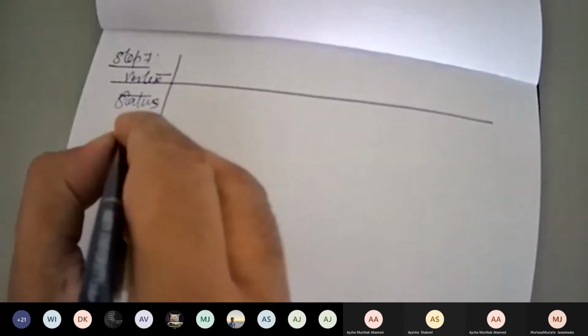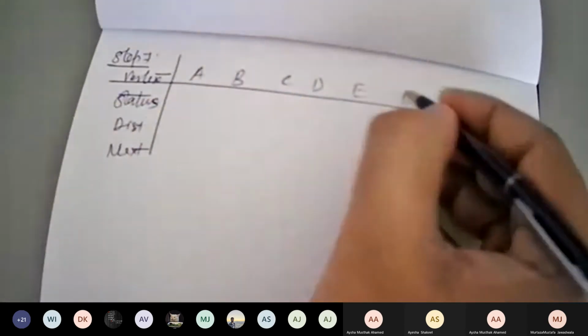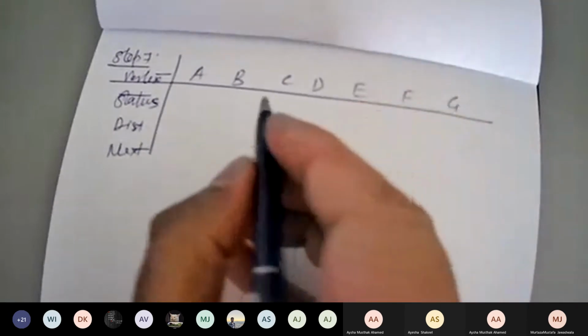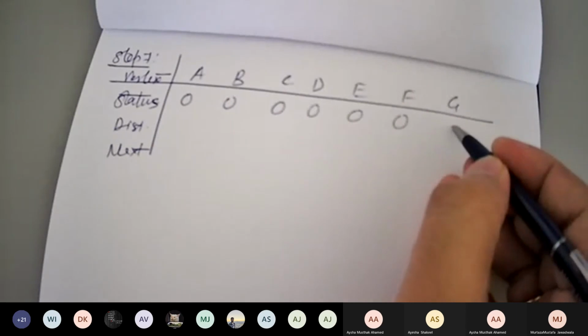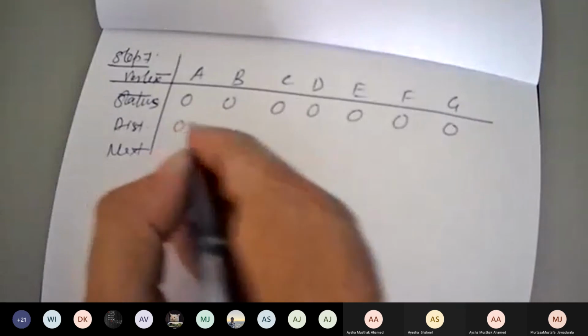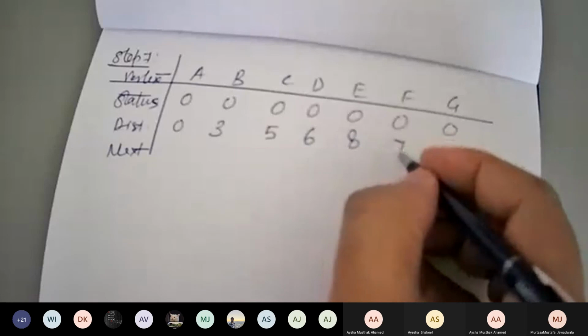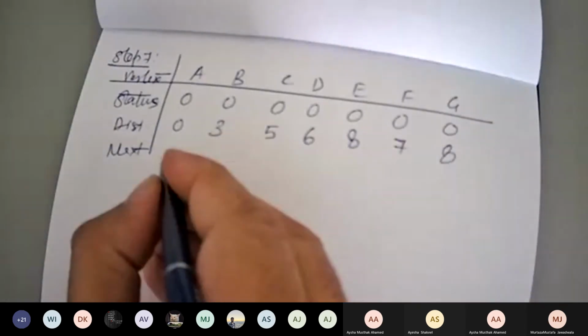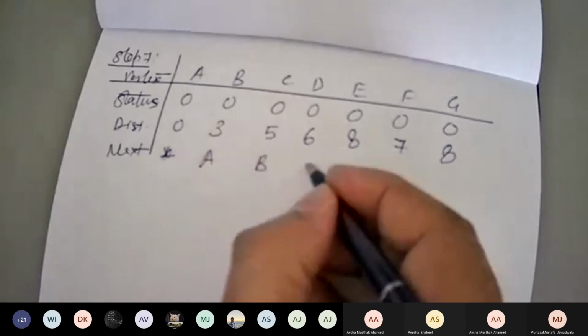Status, distance, and next. A, B, C, D, E, F, G. So 0, 0, 0, 0, 0, 0. Now only one vertex was there, G, so this will also become 0. Now the distance will be 0, 3, 5, 6, 8, 7, 8, and the previous vertices star, A, B, C, D, C, F.